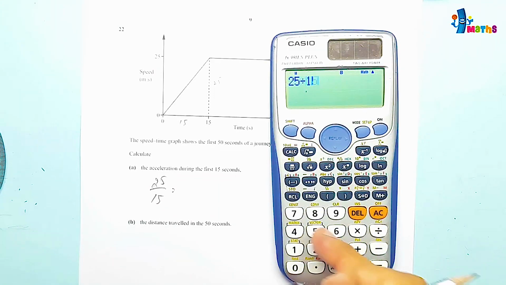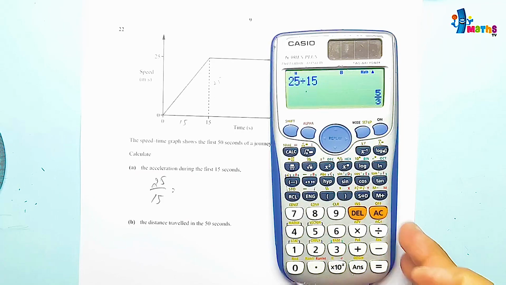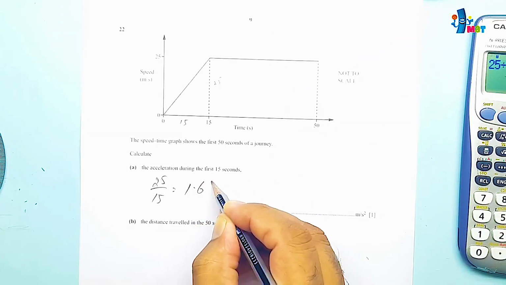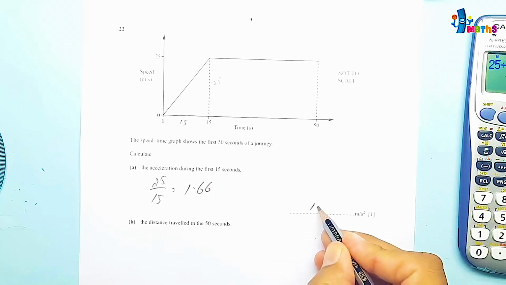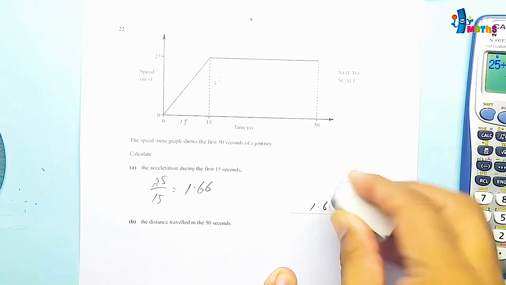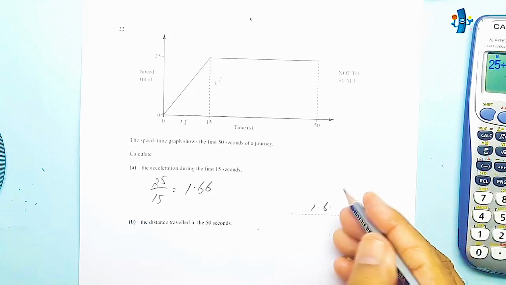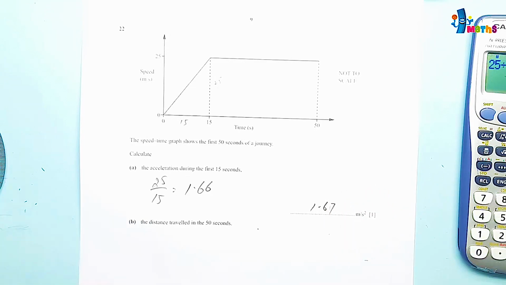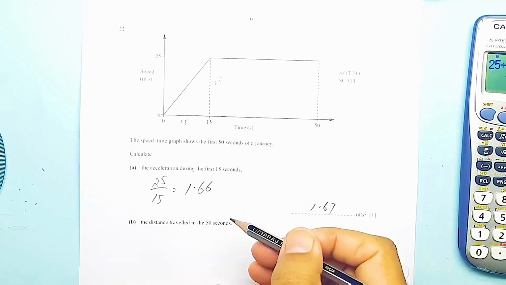25 divided by 15 is equal to 1.666 recurring. Okay, so 1.66, or we can write 1.67 because the last number is rounding to 1.67.